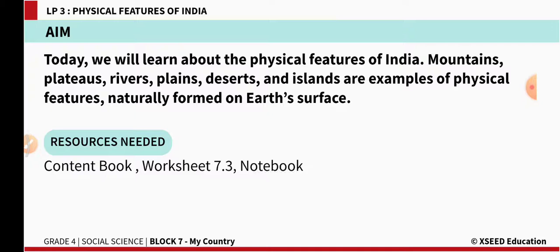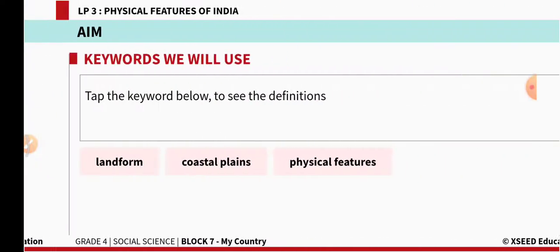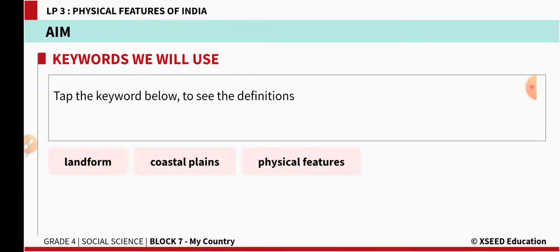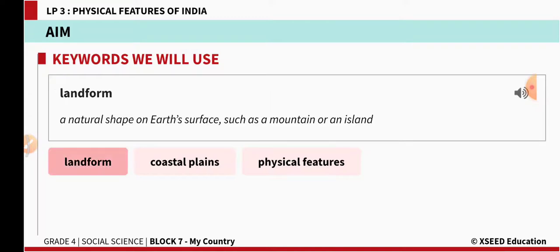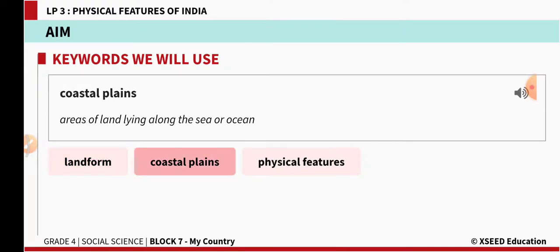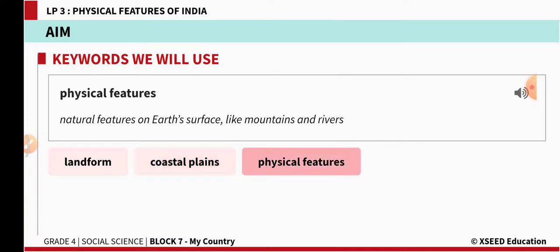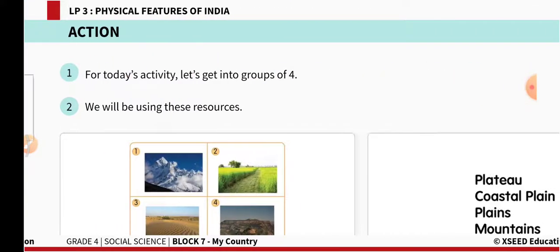Mountains, plateaus, rivers, plains, deserts and islands are examples of physical features naturally formed on Earth's surface. The keywords that we are going to learn are: landform, a natural shape on Earth's surface such as a mountain or an island; coastal plains, areas of land lying along the sea or ocean; physical features, natural features on Earth's surface like mountains and rivers.